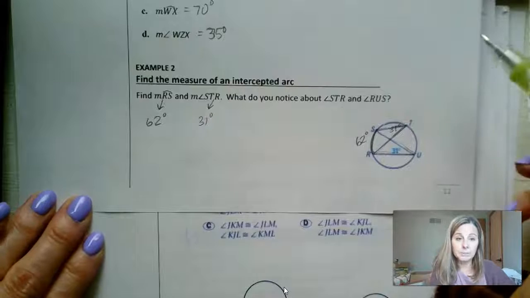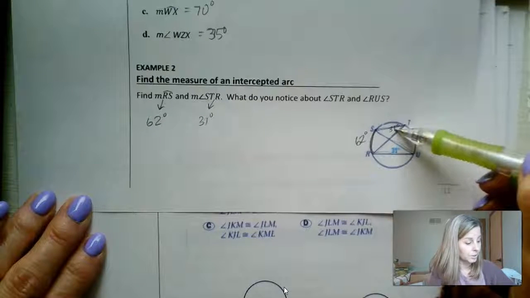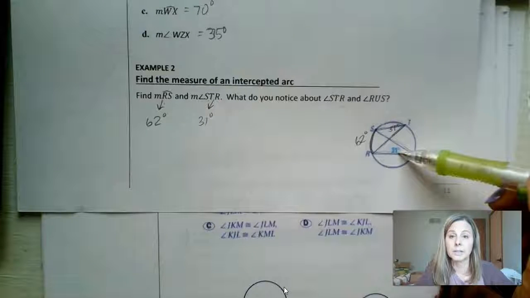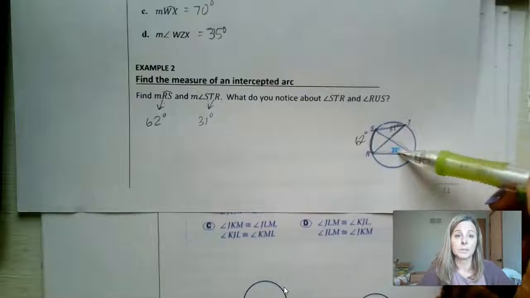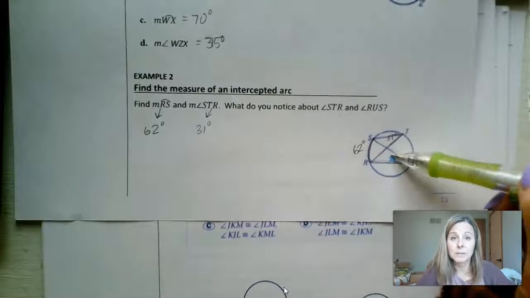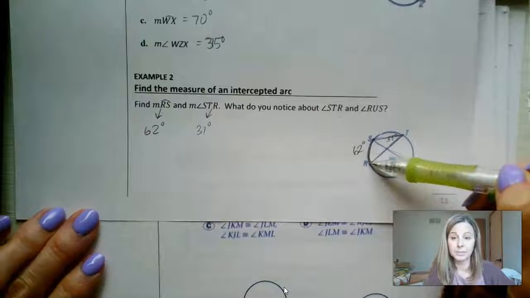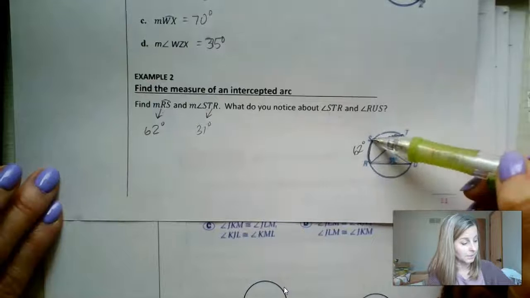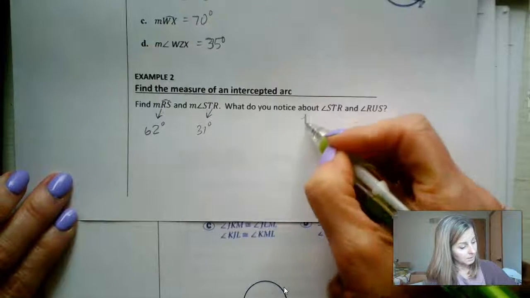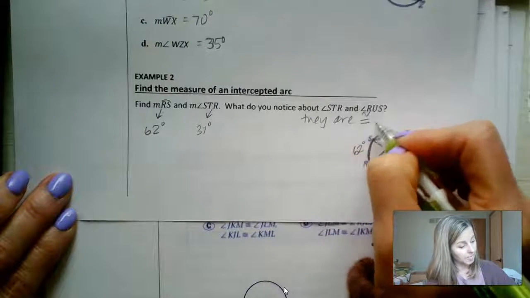Okay, what do you notice about angle SRT, which is 31, and angle RUS, which is also 31? Well, I notice that they are the same. And so you might go one step further and say, well, why are they the same amount? Well, they're both connected to the same intercepted arc. So when they're connected to the same intercepted arc, we're going to divide by 2 to go in. I'm going to say here, they are congruent.